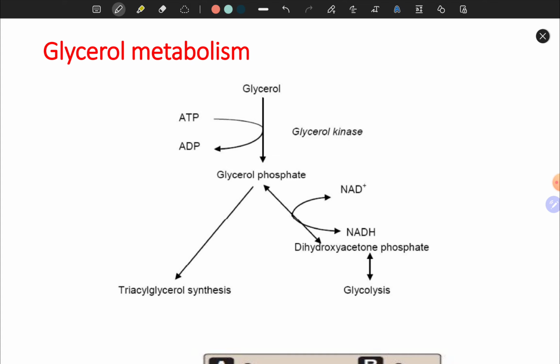Glycerol is derived from the glucose. You see, glycerol is changed to glycerol phosphate by the action of glycerol kinase. Kinase puts on phosphate. And finally, this glycerol phosphate is changed to triacylglycerol. Glycerol is the backbone of triglyceride.